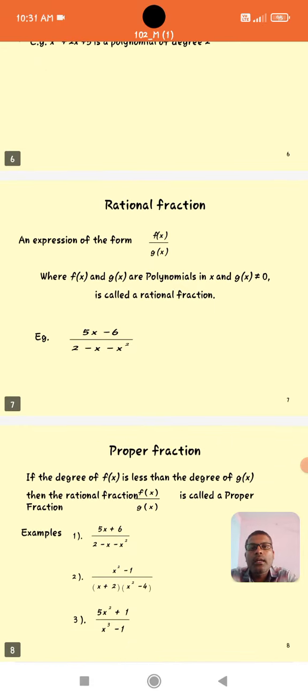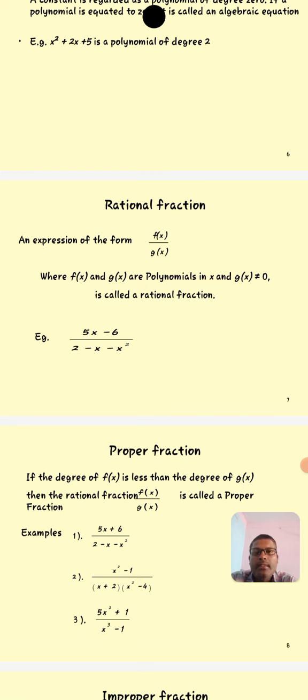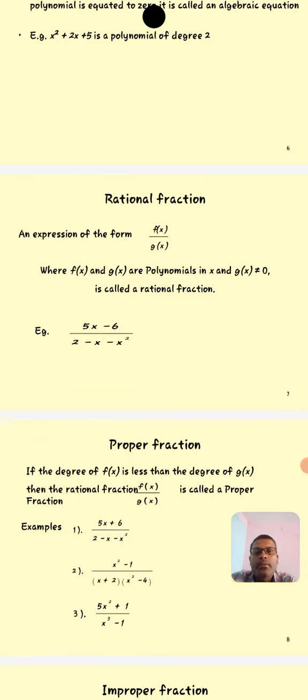Now we go to the rational fraction. An expression of the form f of x divided by g of x, where f of x and g of x are polynomials in x and g of x is not equal to 0, is called a rational fraction. Are you clear? You see the example: 5x minus 6 divided by 2 minus x minus x square.